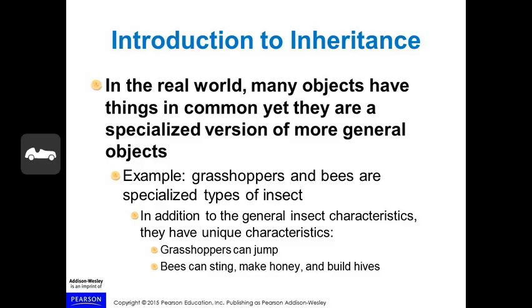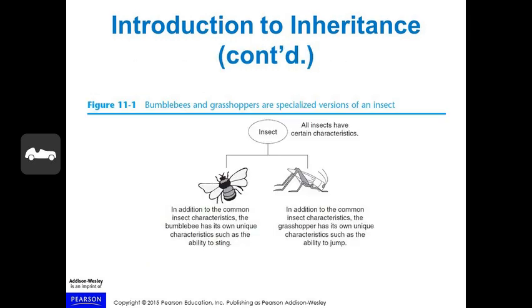In addition, they have special characteristics of their own. For example, grasshoppers can jump and bumblebees can sting. And grasshoppers and bumblebees are specialized versions of an insect. And this is illustrated in this figure here.